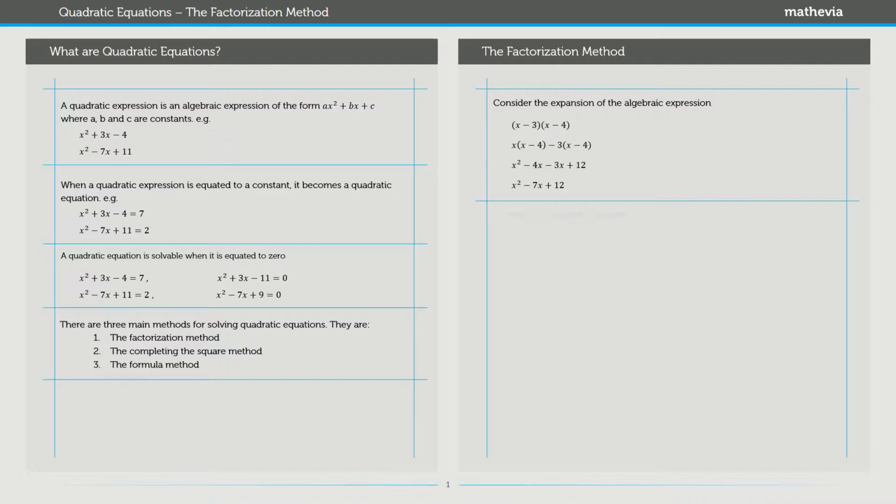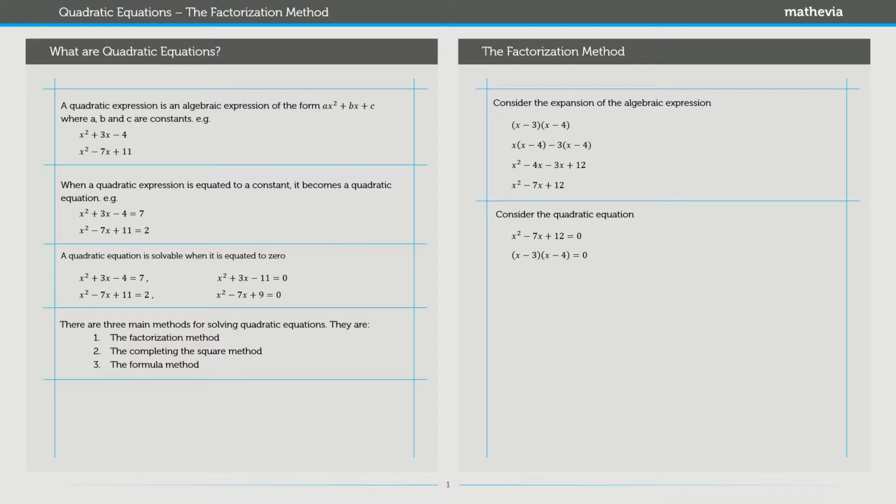Now consider the quadratic equation x squared minus 7x plus 12 equals 0. How do we go about solving this quadratic equation? If you look back at the expansion we just did, we're able to identify that x minus 3 multiplying x minus 4 is the same as x squared minus 7x plus 12.